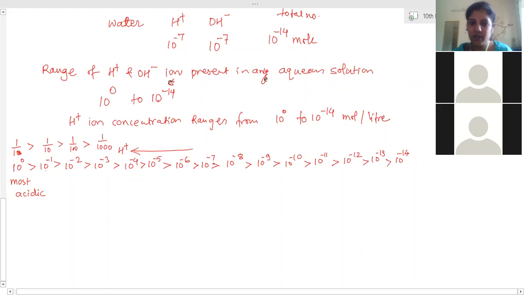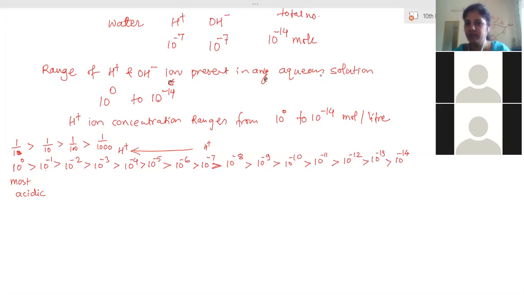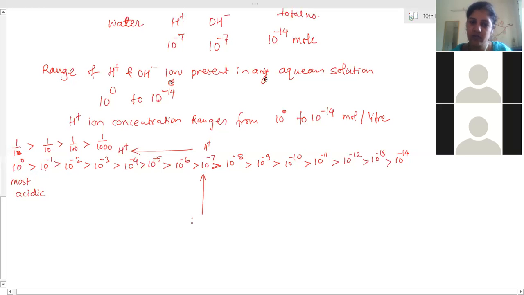And if any solution has 10 to the power minus 7 concentration of H plus ion, how many OH minus ions are present? 10 to the power minus 7. So both are equal, H plus and OH minus. In that solution, H plus and OH minus are equal, so that solution will be neutral. Clear?